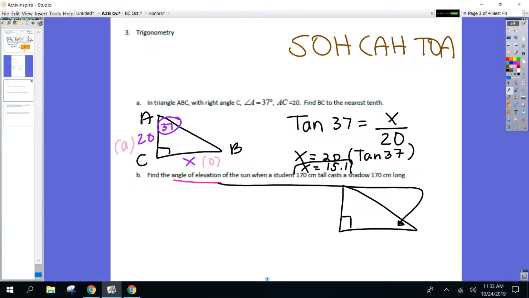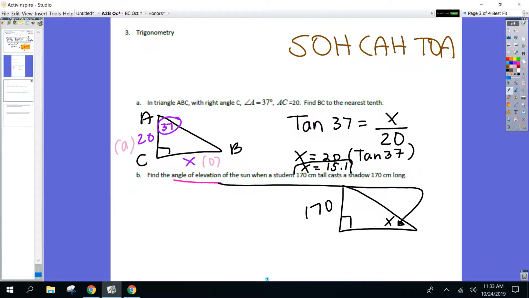So we need to find that angle right now. So I'm going to call that angle X, since we need to find it. A student, 170 centimeters tall. Do we know where to put the 170? The vertical part, right?